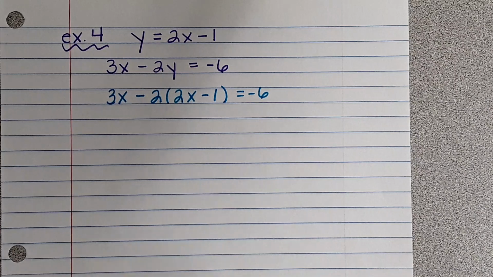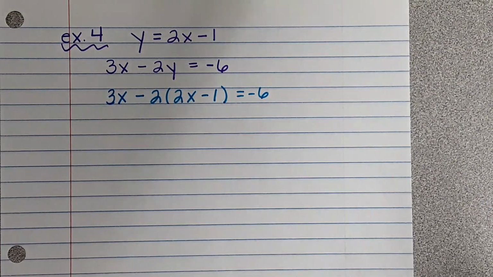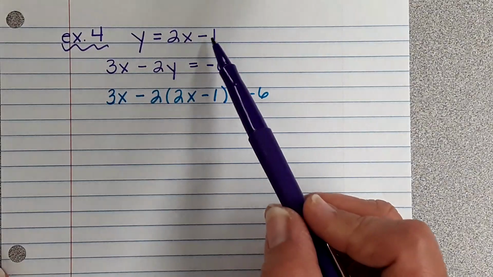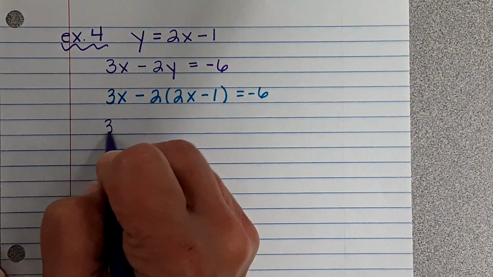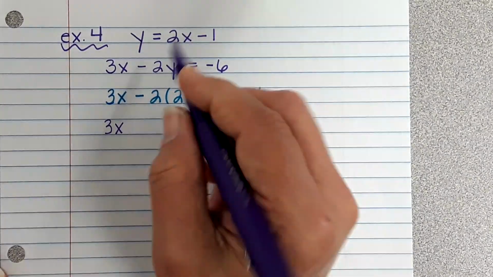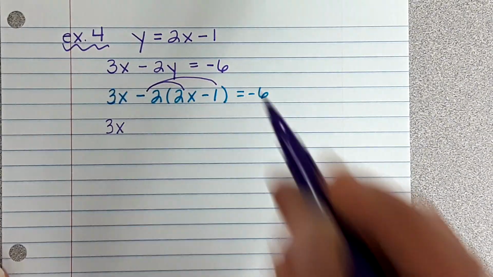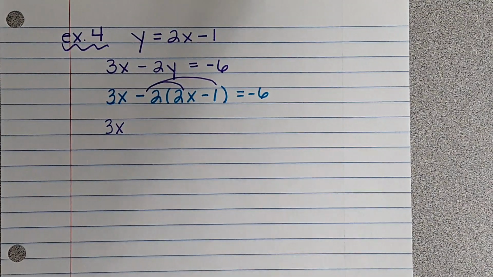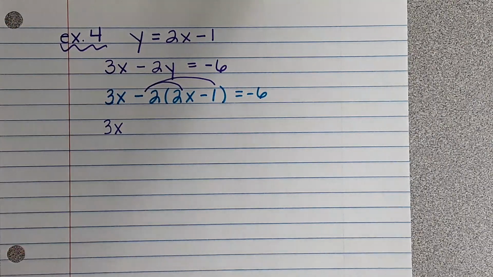Okay, are there any questions about what I just did? Anybody not sure how I got the 2x minus 1 and just want to make sure? So I just took the 2x minus 1 and replaced it for y. The 3x is going to stay. Now we're going to take the negative 2 and we're going to distribute it. So you're going to act like that 3x is not there and you're going to distribute the negative 2.